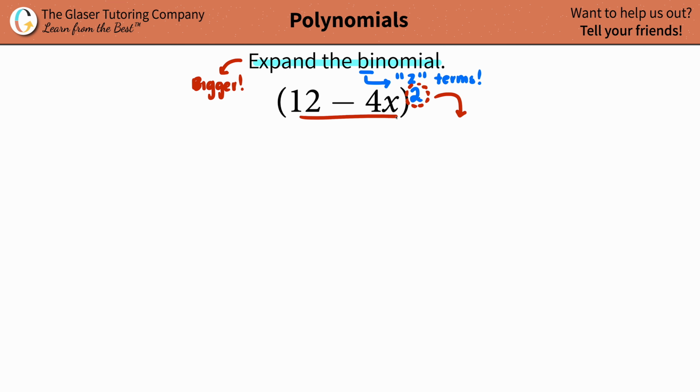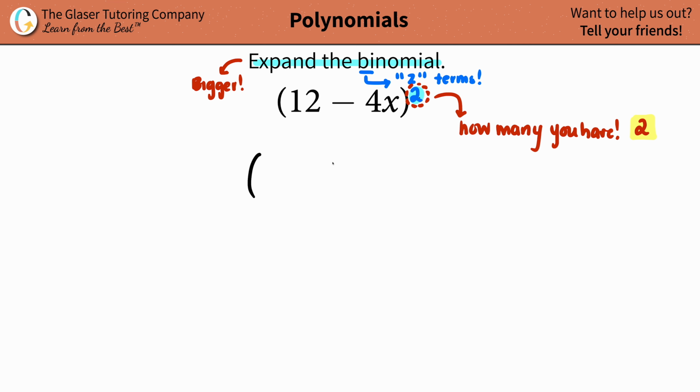If you have binomials or polynomials in parentheses and it's being squared or cubed or raised to the 4th, that exponent is always going to tell you how many you have of your polynomial or your binomial. So, in this case, how many 12 minus 4x's do we have? It said it was being raised to the second, so we have 2 of them. So that's your expansion. We must write out how many total we have. So, let's go for it.